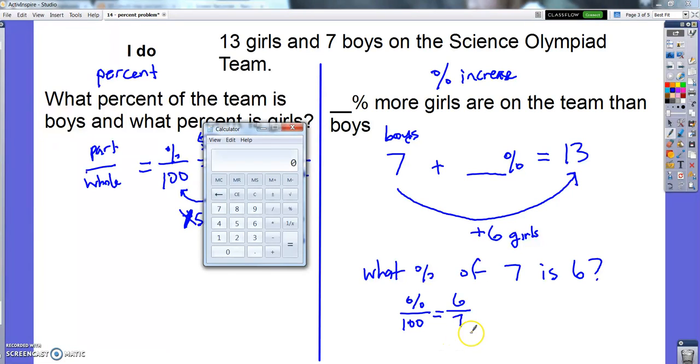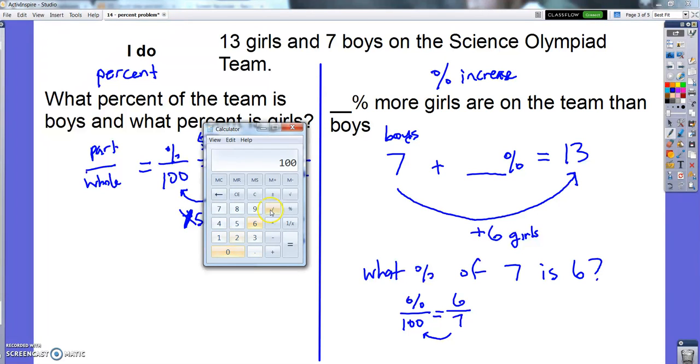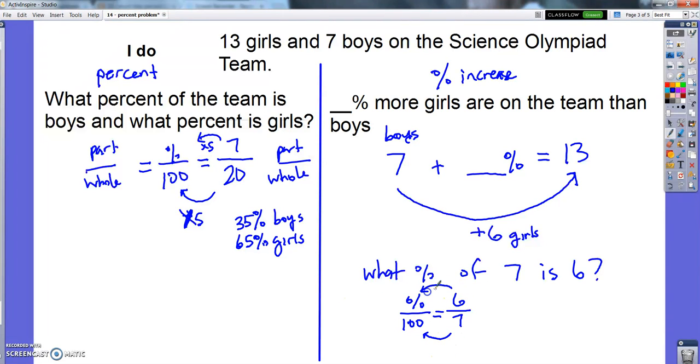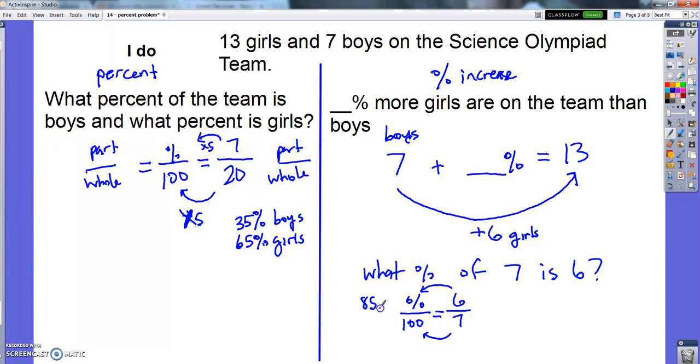So now, I was right, I do need my calculator. 7 times what is 100? I don't know. It is 14 and something. So I'm going to multiply that same 14 and something on the top. I'm actually just going to keep it on my calculator and multiply the 6 by it. And it should be a big number, right? Yeah, about 85% increase. 85 and 7/10 if I round it. So there are 85 and 7/10 percent more girls on the team than boys, right?